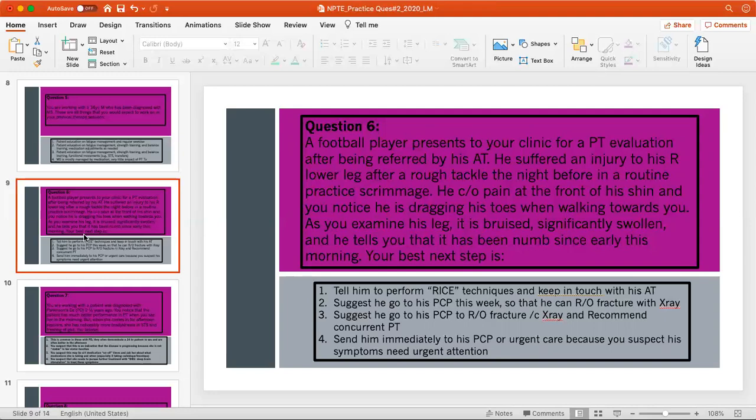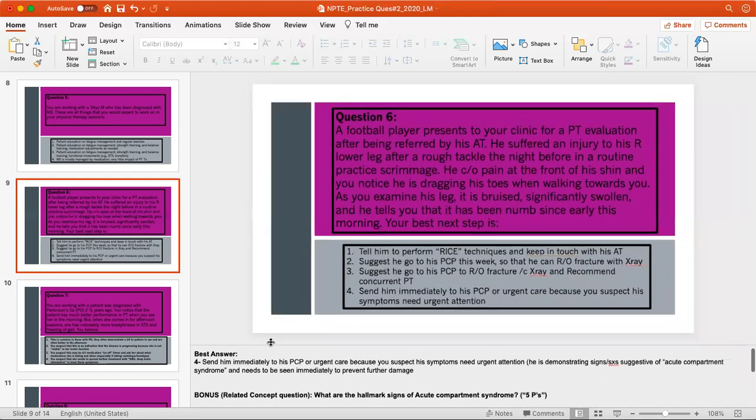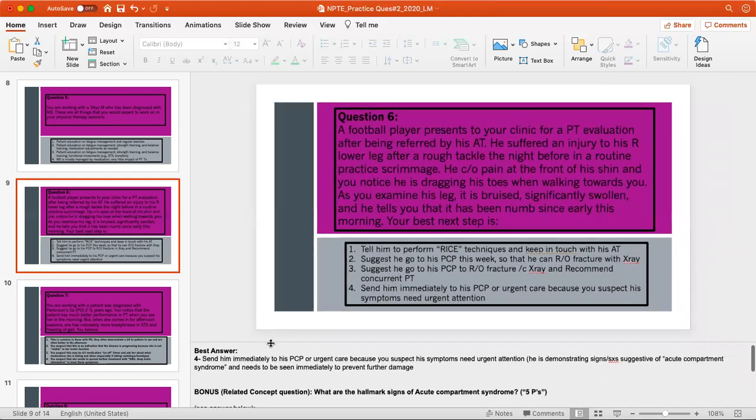And does this cluster of findings, the signs and symptoms, suggest any particular diagnosis to you based on mechanism and how he's presenting? Since the morning. Is it like compartment syndrome? Ah, very good. Very good. So this individual has signs and symptoms of acute compartment syndrome.